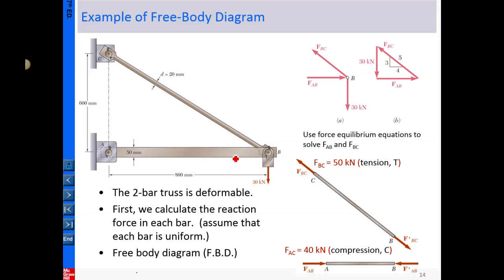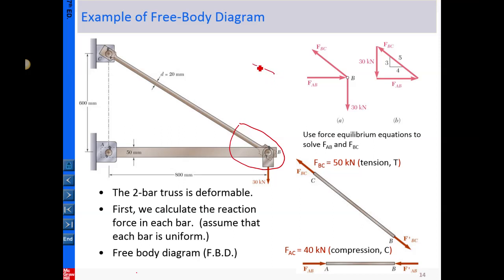Determine the force. We are in particular interested in the force in bar BC. We are also interested in the force in bar AB, and the strut is under the loading of 30 kilonewtons here. To determine this, we simply take the free body diagram. So let me take the free body diagram of this portion. By taking the free body diagram, you can see here.